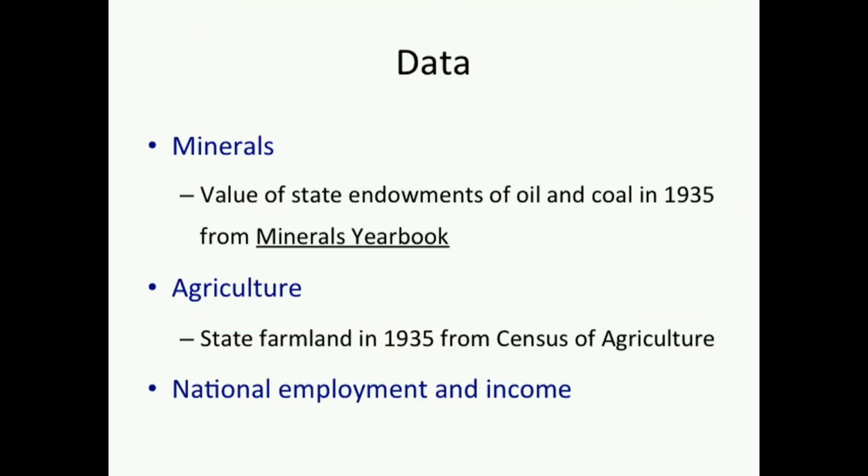The value of the endowments is coming from the Minerals Yearbook, and we're going to base it in 1935. State farmland is in 1935 as well, from the Census of Agriculture, and then there's national employment and income data from the Bureau of Labor Statistics. I'm still worried about the endowments being very different in 1935 than they are in 2000. Is that, am I worried about something I shouldn't be?